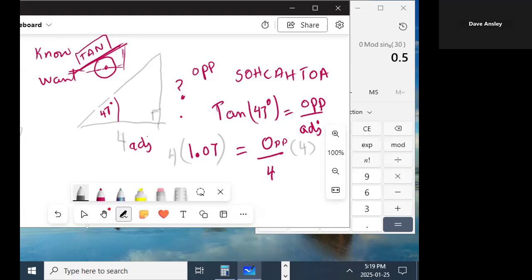So what happens to the 4 on this side? It just gets canceled out. So it's OPP all by itself. And so it's 4.28 meters or whatever.